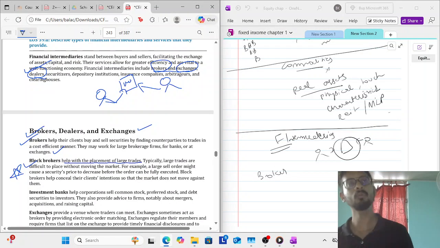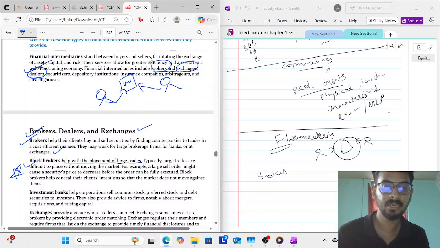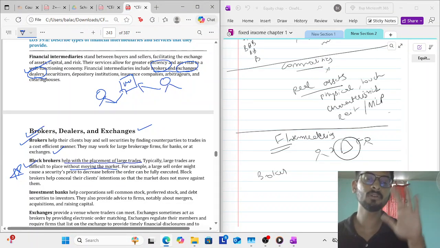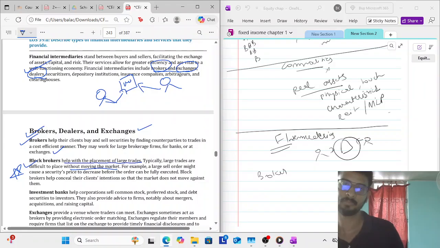Yeah, if you are moving a penny share, the volume would be less than 10 lakhs. Now you are coming with 5,000 crores. What will happen? There will be a drastic price movement and a lot of illiquidity, and it's very speculative too. Typically, large trades are difficult to place without moving the market. For example, a large sell order might cause a security price to decrease before the order can be fully executed. Block brokers help conceal their clients' intentions so that the market does not move against them.